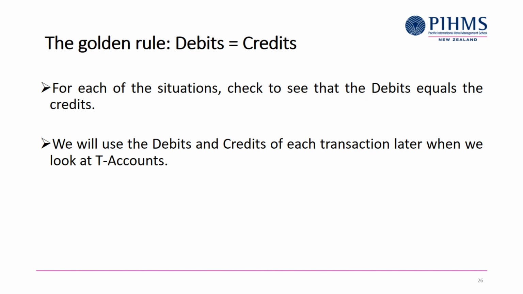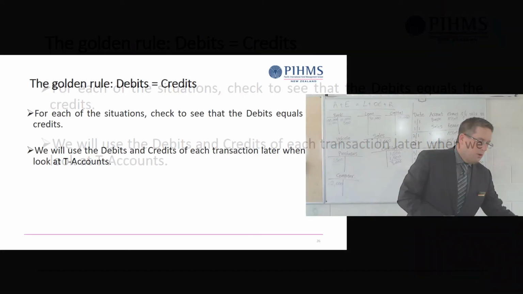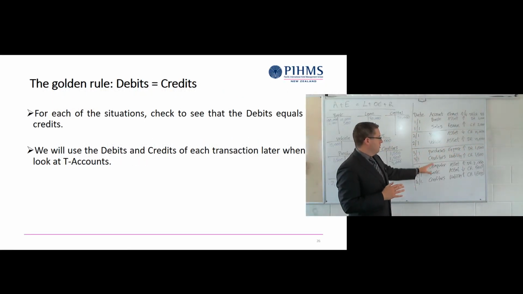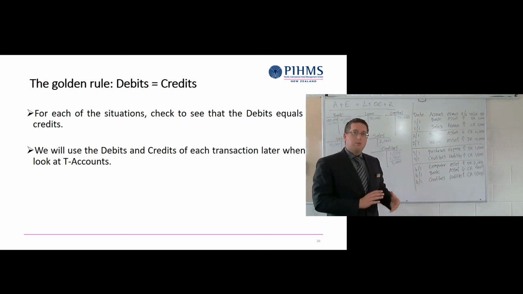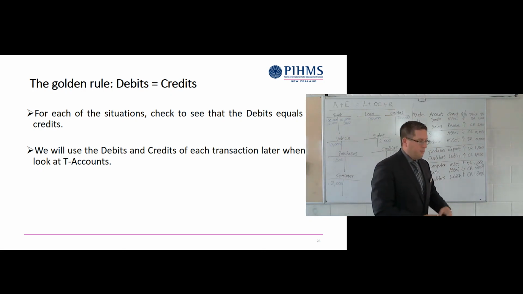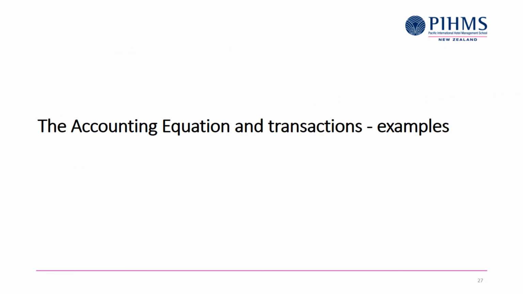Now, we'll use all of these later. So, all of these columns, all the practice exercises that we're going to be doing, we're going to be using them and recording them to T accounts later as well. Okay, so that's been it. That's been some examples. That's been using the debit credit table, using and recording some transactions.